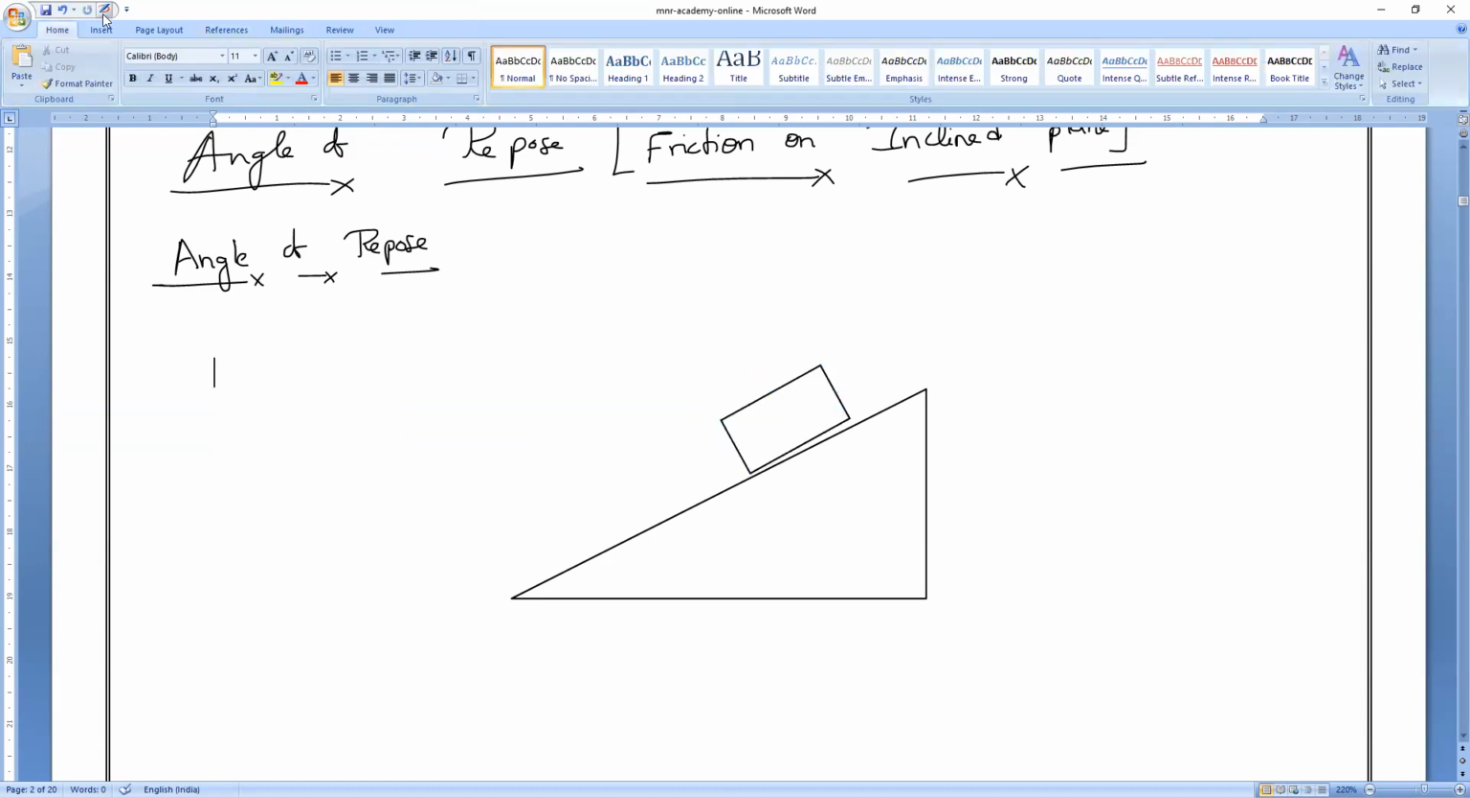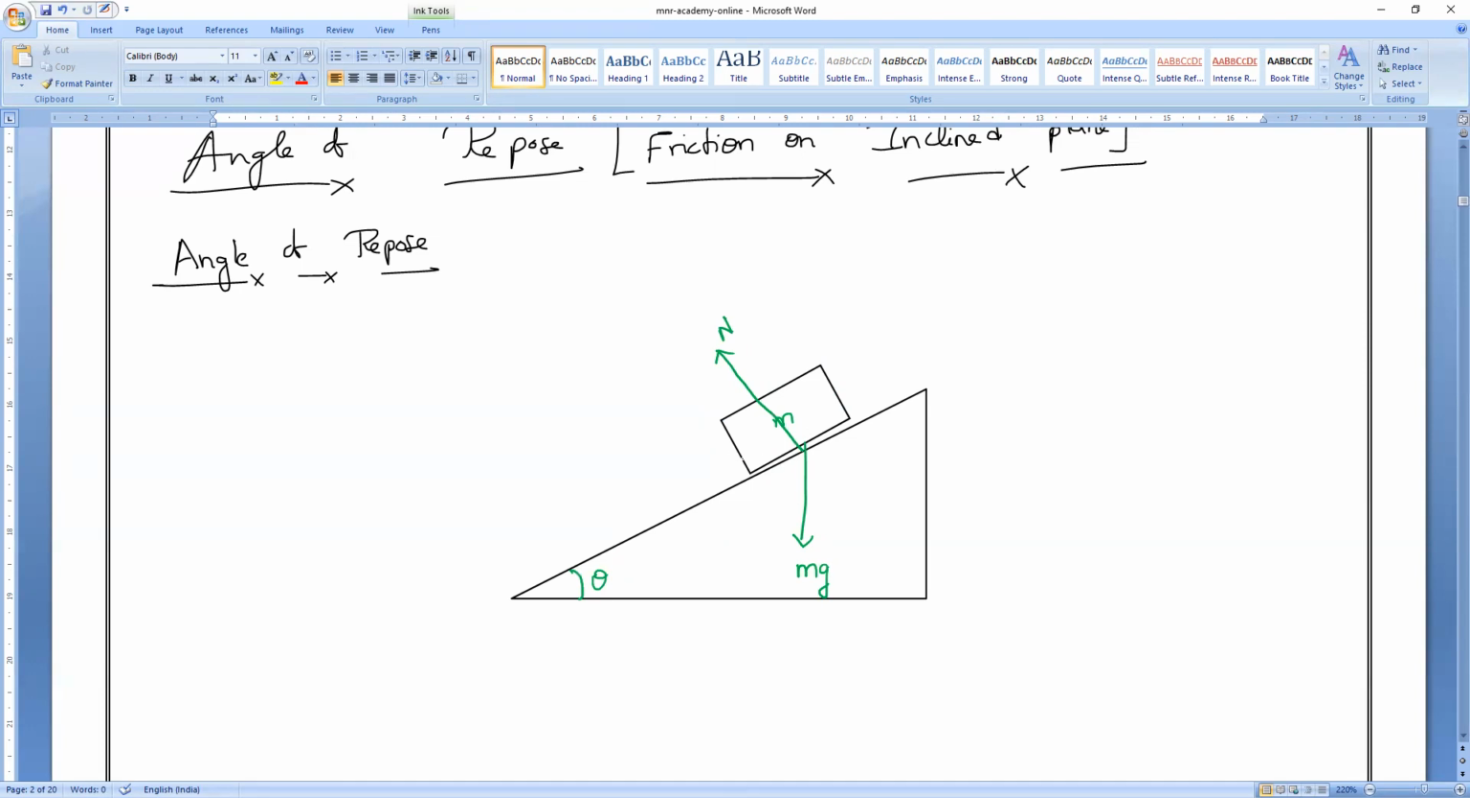Something always acts perpendicularly, downward. Let me take the mass of the object as M, which acts in the downward direction, mg. If mg is acting downward, there is a perpendicular force. What is that force? Normal. In this case, as the inclined surface is at angle theta, weight is equal to the resultant force.